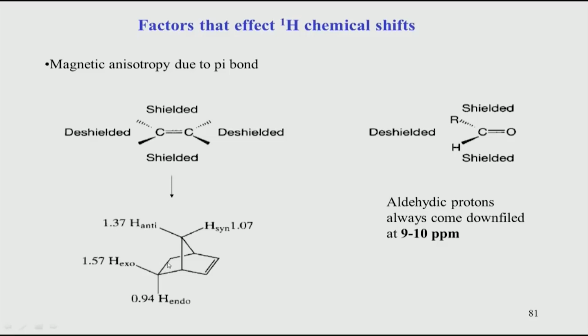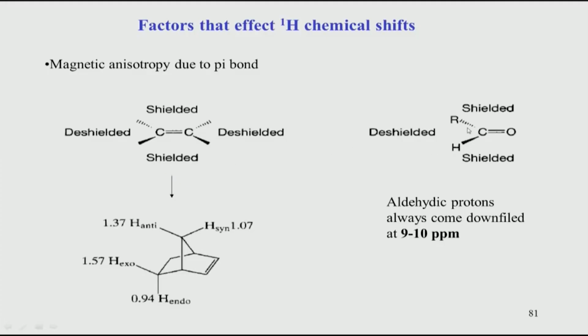Now, just like in the previous slide where we saw equatorial and axial, here also if I go to this side, the equatorial, it is downfield shifted compared to the endo hydrogen, which is in the axial position and is upfield shifted. So, this is how we can figure out why a particular hydrogen atom is upfield or downfield depending on the structure of the molecule. You see the structure plays a very important role in determining the chemical shift value.